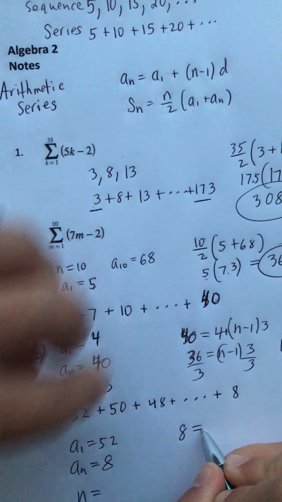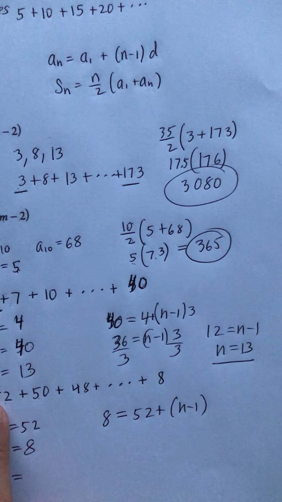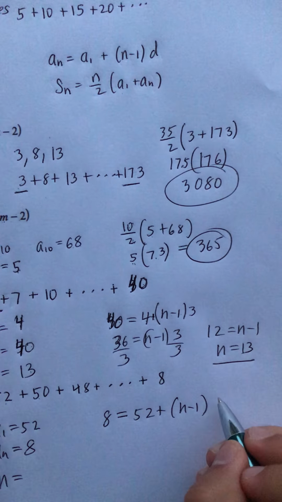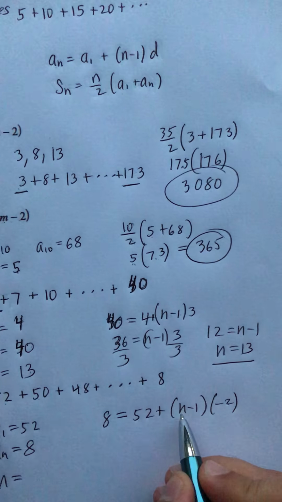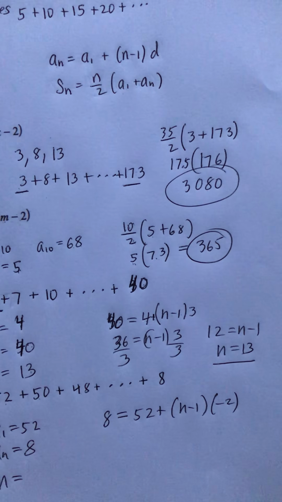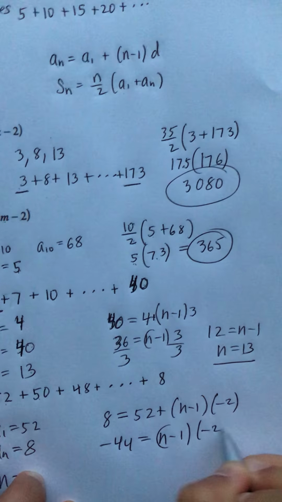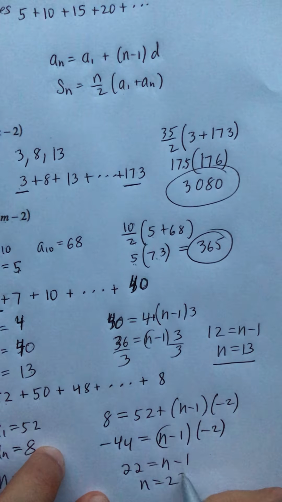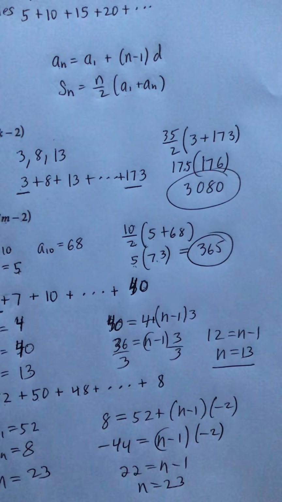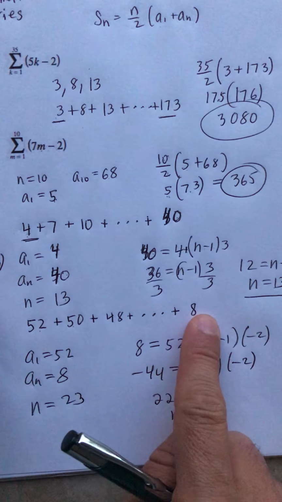So 8 equals A1, which is 52, plus n minus 1 times the common difference. What's the common difference? Well, these numbers are going down by 2. So the common difference is negative 2. So let's solve for n now. Subtract 52. 8 minus 52, negative 44, equals n minus 1 times negative 2. Divide by negative 2. I get 22 equals n minus 1. So n is 23. So 8 is the 23rd term of this sequence here.